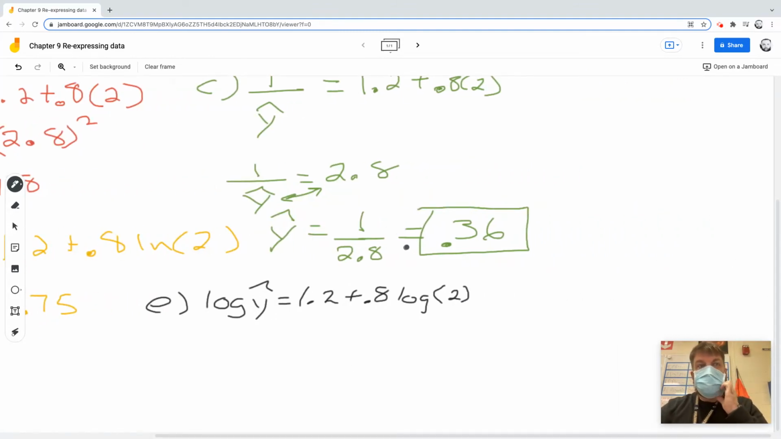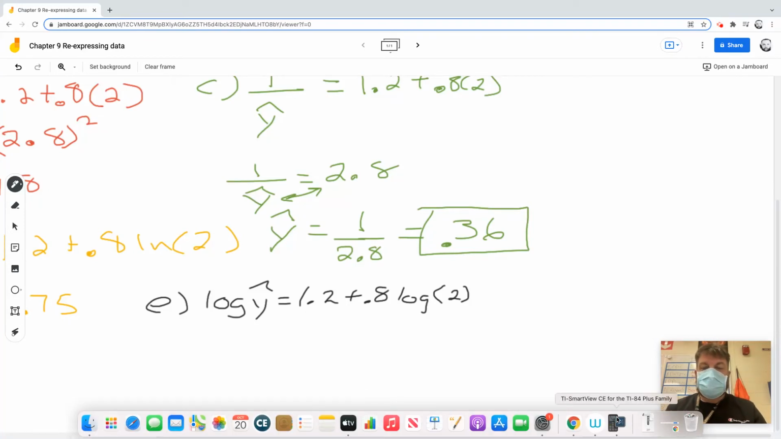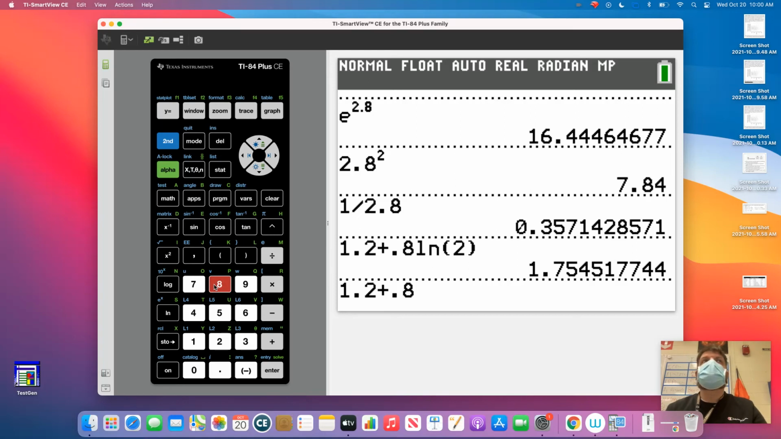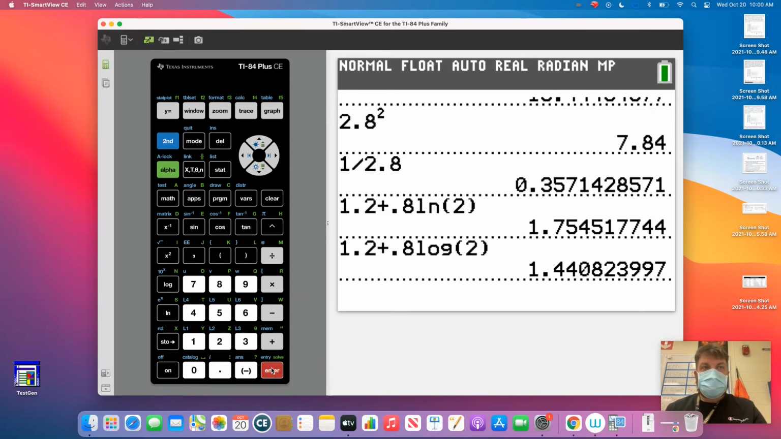So now this is some cool stuff. This stuff on the left looks complicated, but really it's a numerical value. So let's find that first. Let's plug that in the calculator. So I'm going to say 1.2 plus 0.8. Now, when I just say log, do you know what that's called? This is called the common log. That means it's base 10, right? When I plug this in, it's going to give me a numerical value of 1.44.